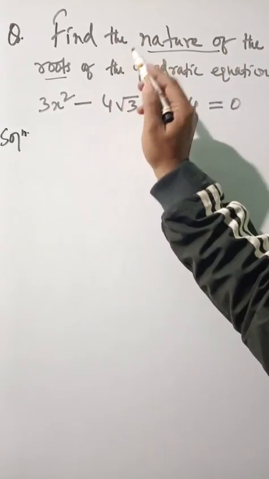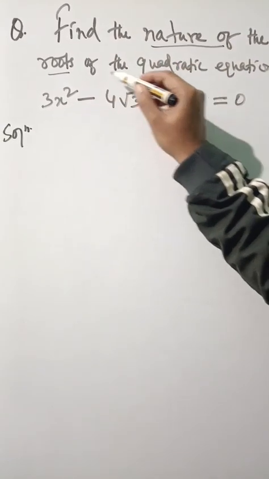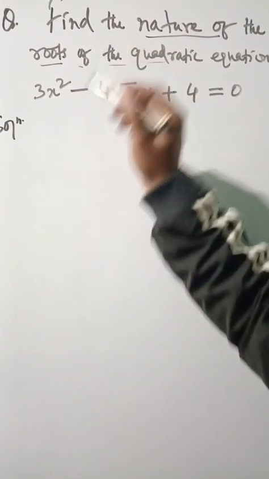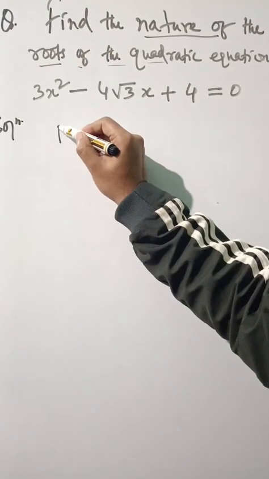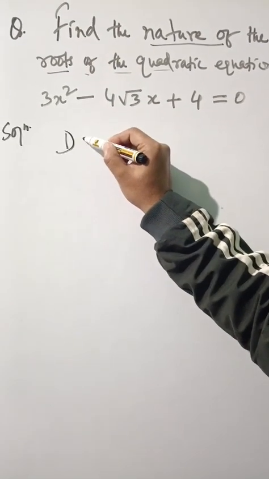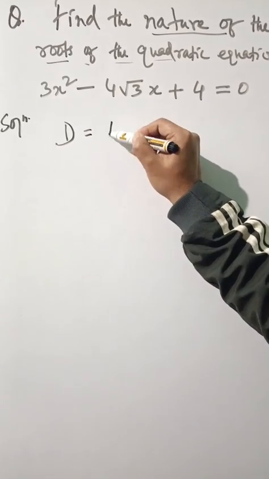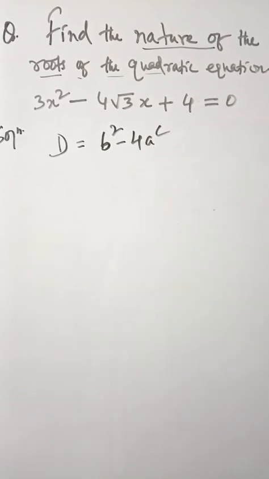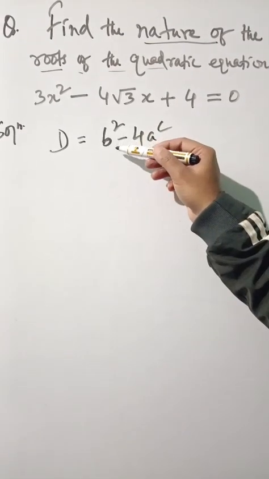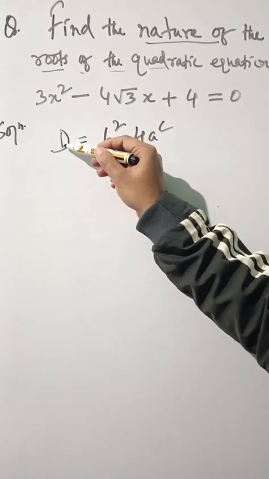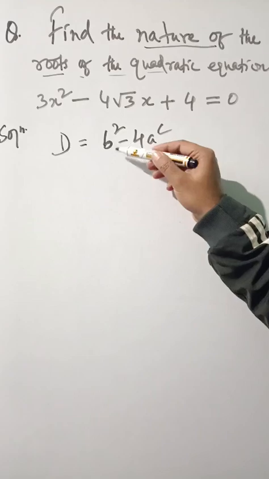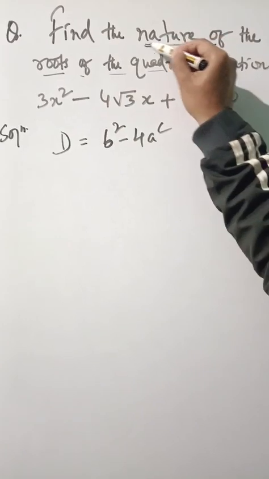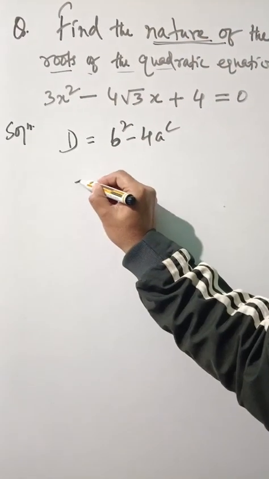Nature of the roots. Now, when we see this question, we remember the formula of discriminant. So first, we have to know how much is the value of D. Discriminant, that is, the formula is b square minus 4ac. First we'll find this value, that is, the value of D. Then after getting the result, we will come to know what is the nature of the roots. So let us see step by step.